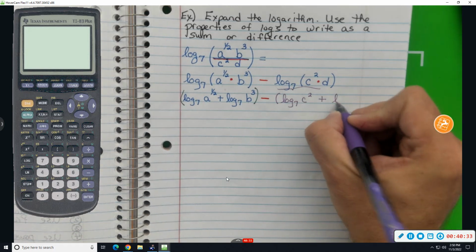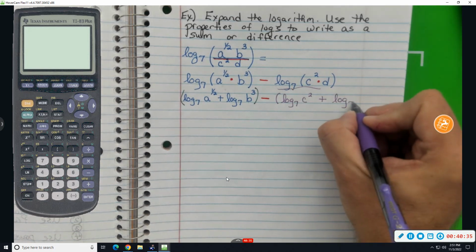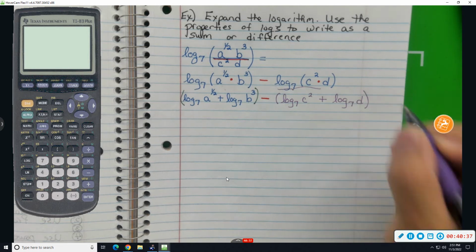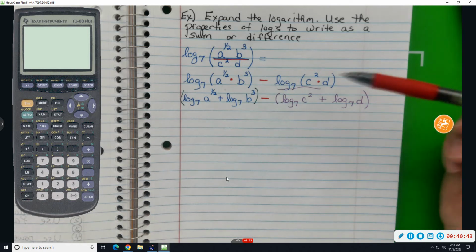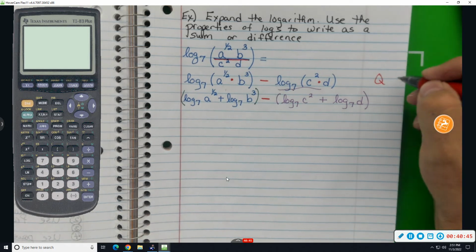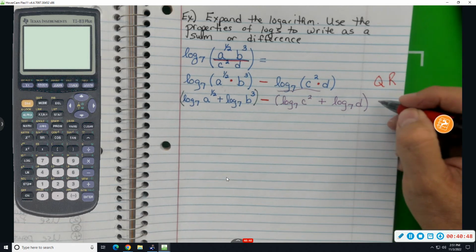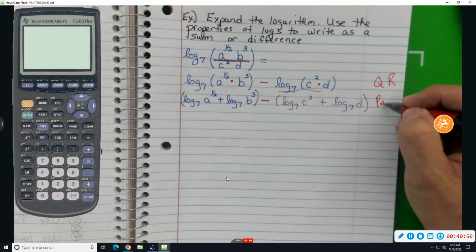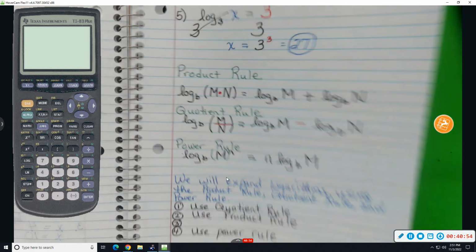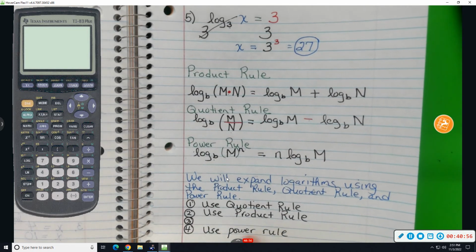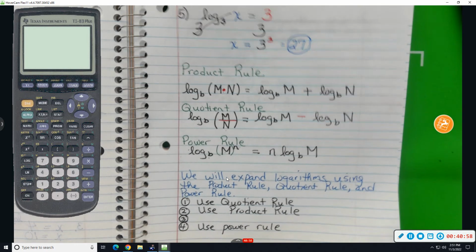Okay, did y'all hear that? Log base 7 of c squared plus log base 7 of d. So we've used the quotient rule. We used the product rule. I said there's a third step that I didn't write here. Now it's time to figure out that third step.